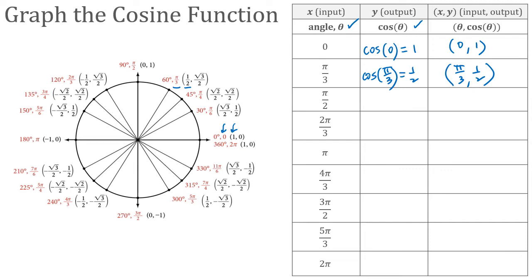Okay, so at pi over 2, I have an output of 0. So I'm just going to go ahead and write that down and put the ordered pair pi over 2, comma 0. And if I were you, I would pause this video and see if you're able to fill in the rest of these ordered pairs.